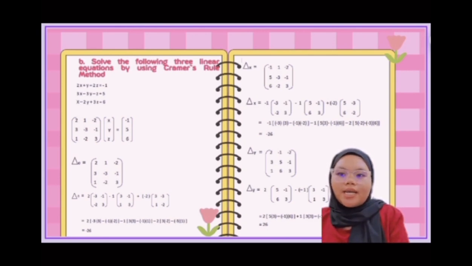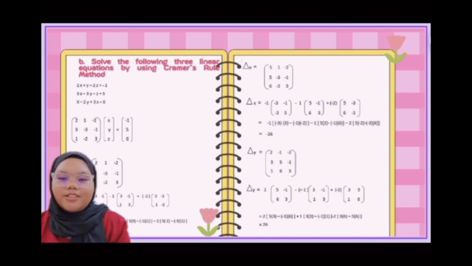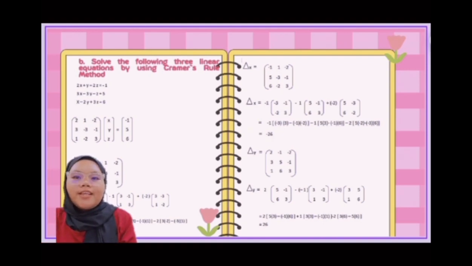So delta 0 equals negative 26. Next, we will find delta x. For delta x, we replace the first column that was used just now with the answer that has been provided. Everything is the same as delta 0, just replace the first column with the answer that has been prepared. Then calculate as I explained on delta 0 earlier. So we will get the answer, which is negative 26.